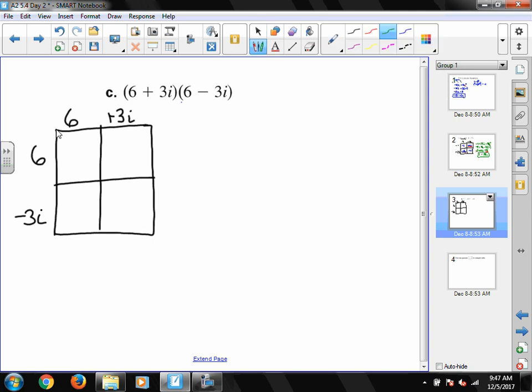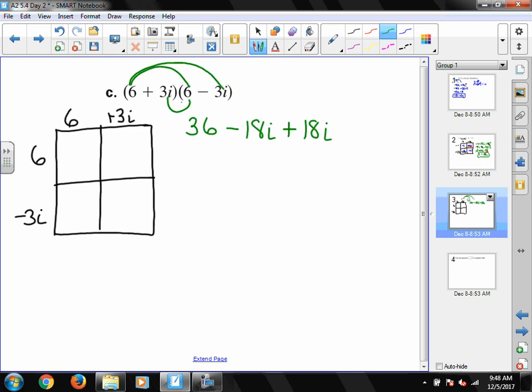Which is just a different way to do your FOIL. If we're going to do FOIL, we're going to multiply our first. We're going to take 6 times 6, the first term in each. So I'm going to get 36. Outside, 6 times negative 3i is going to give me negative 18i. Positive 3i times a positive 6 is going to be a plus 18i.